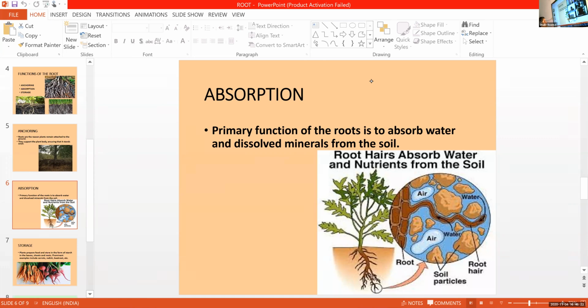Understood? So roots help in the absorption of water and minerals from the soil. Is that point clear? Yes, ma'am. Okay. So what was the first function?